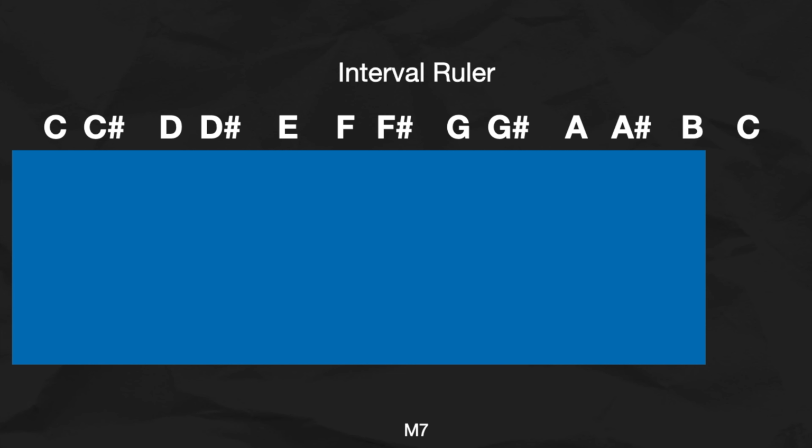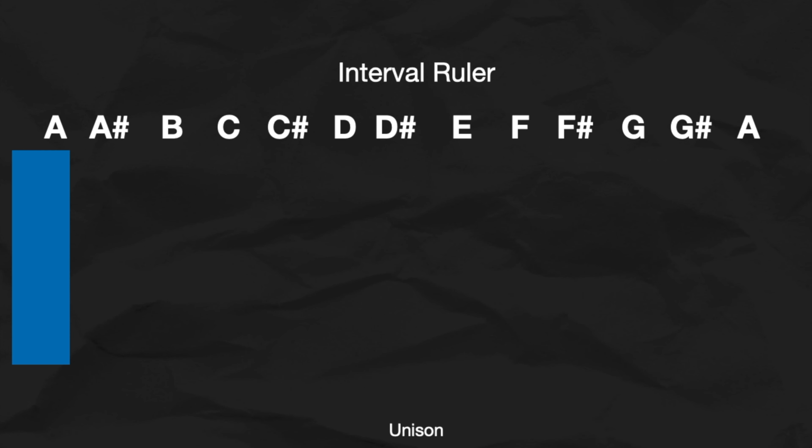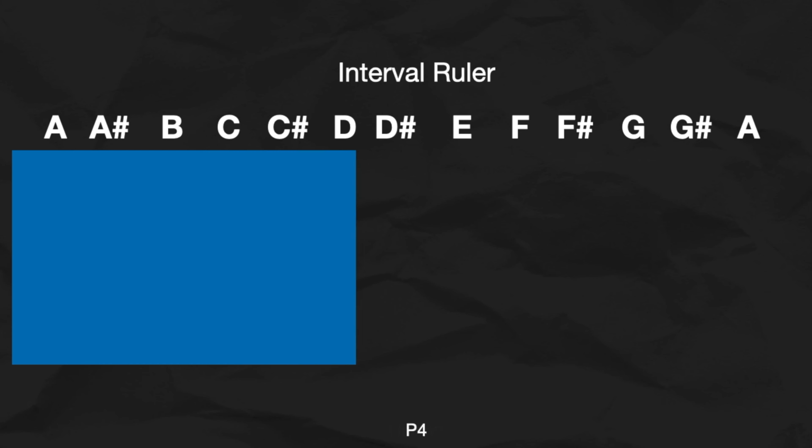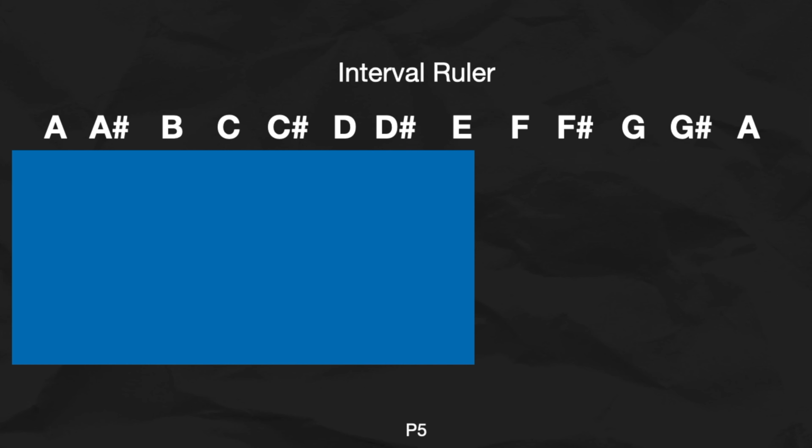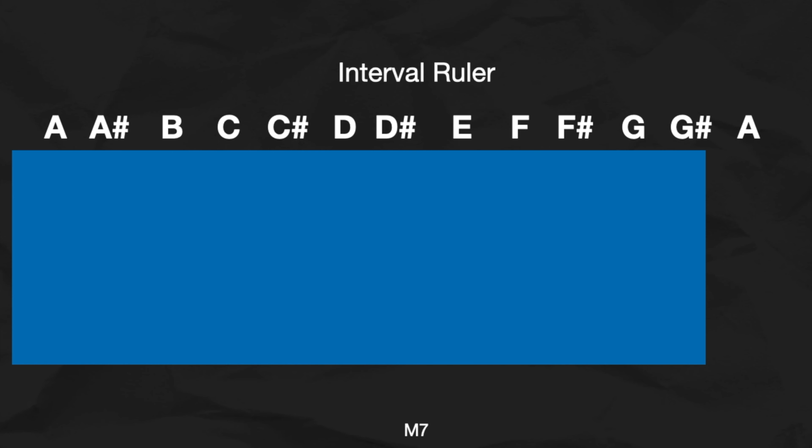okay, let's take our interval ruler and let's apply some different notes to it. In this example, I'm starting from A, counting up every single note starting from A, okay? So if you start on A, and let's go to perfect fourth, it tells me that the distance between A and D is going to be a perfect fourth. Okay, what about that perfect fifth? It's telling me A to E. How about that major seventh? It's telling me A to G sharp.